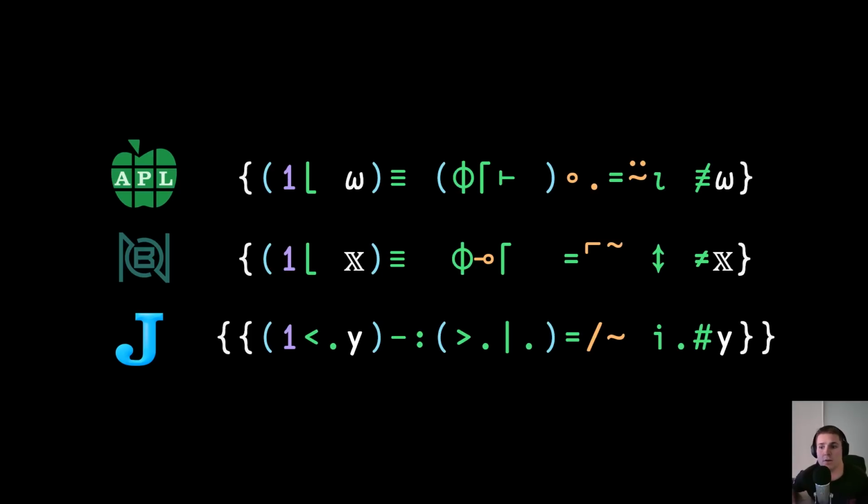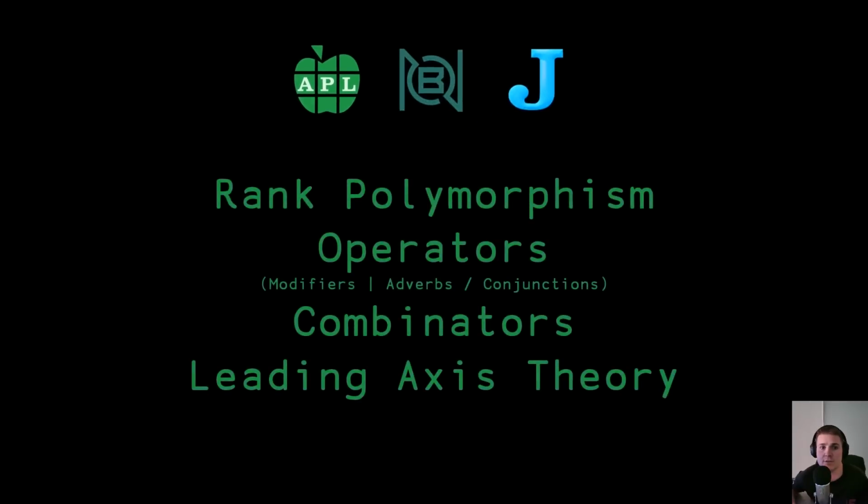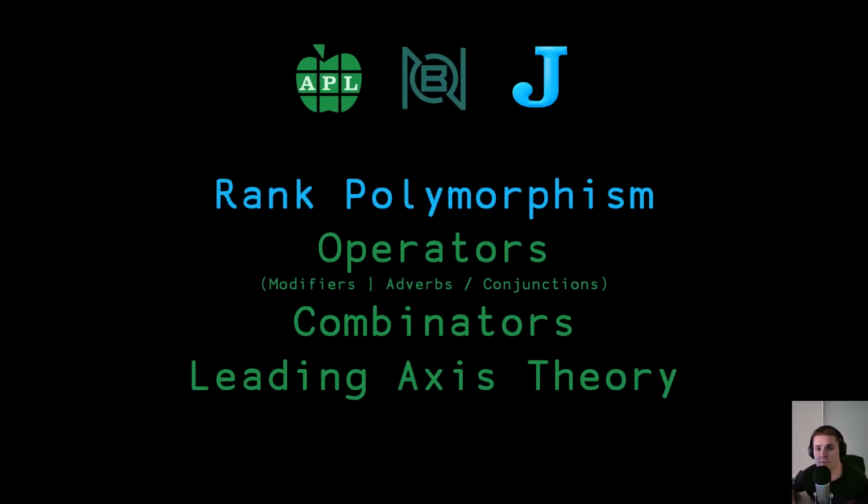And from this point on, we are now going to look at the 4 different main characteristics that I want to cover in this talk when looking at array languages that I think are extremely important for why I love array languages so much. And those 4 things are the following: rank polymorphism, operators, combinators, and leading axis theory. So we're going to go through these one by one and look at how these show up in the solution that we just covered. So the first one is rank polymorphism.